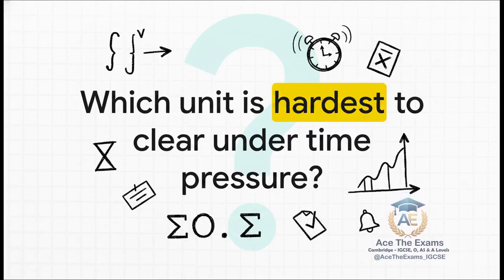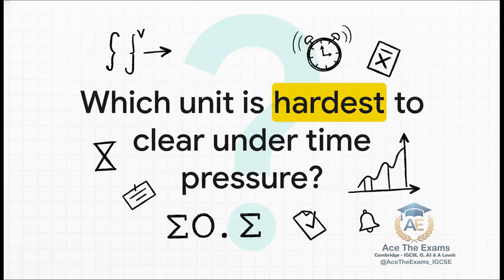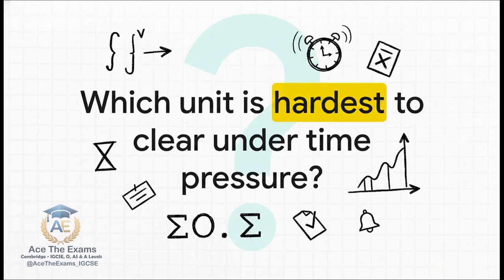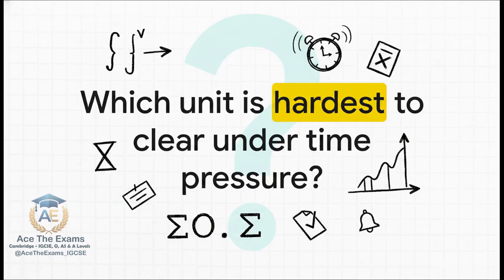Now I have a final provocative question for you to close out the run. Which specific Cambridge unit framework do you personally find the hardest to clear under time pressure? Is it integration? Is it 3D vectors? Complex numbers? Let me know. Make sure you practice past paper questions using these precise speedrun techniques.